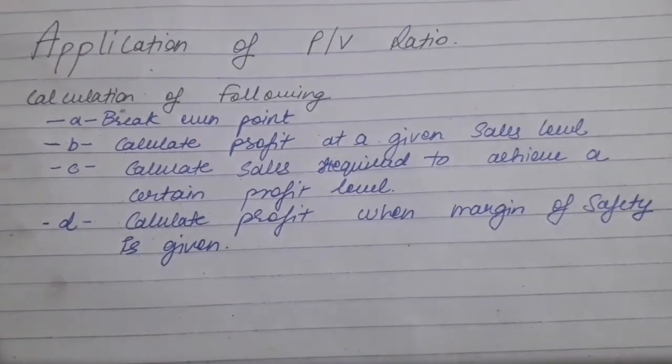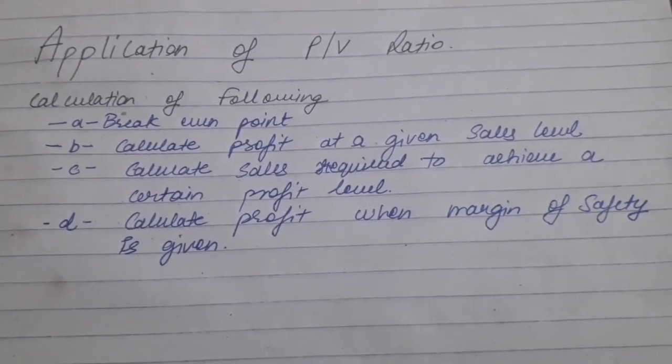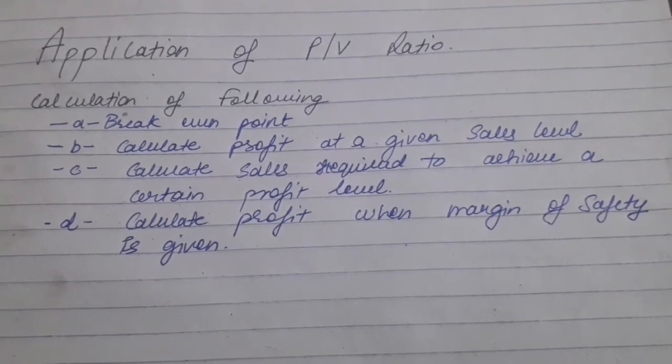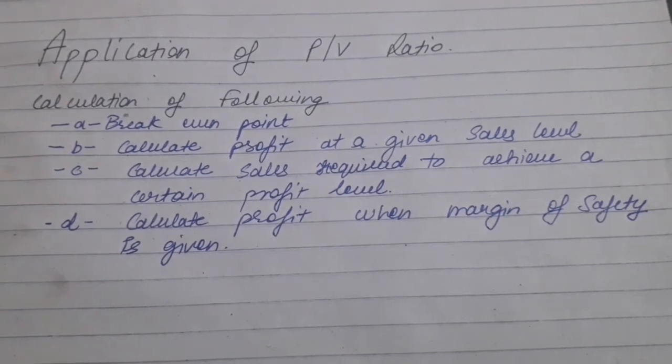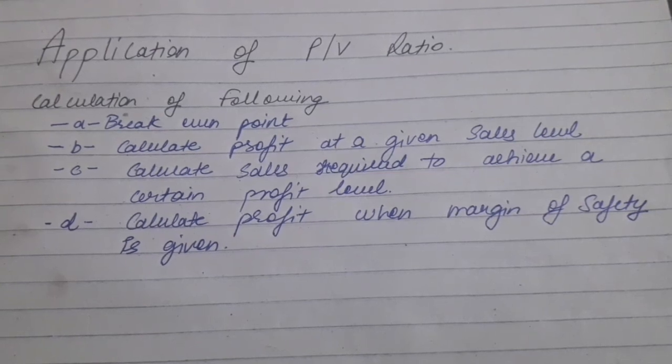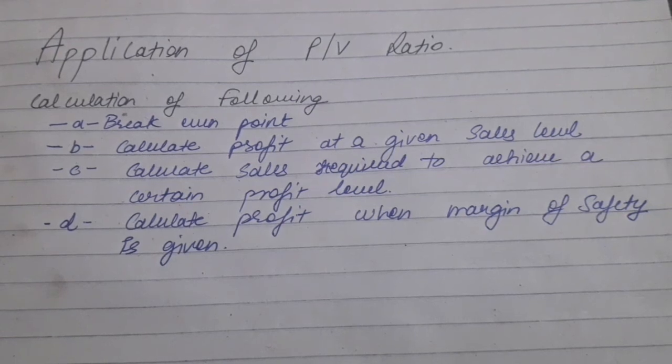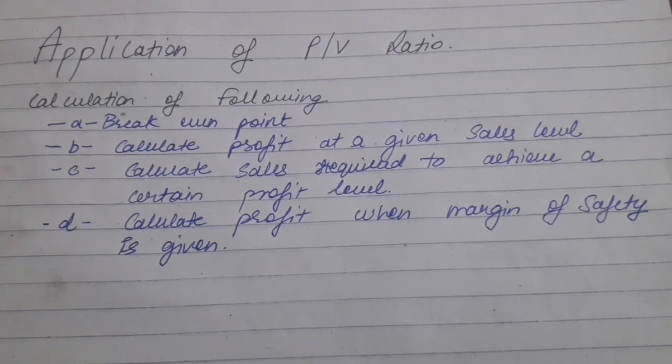First is the calculation of break-even point. Second is the calculation of profit at a given sales level. Third, calculate sales required to achieve a certain profit level. And fourth, calculate profit when margin of safety is given. I will be covering these topics like break-even point, margin of safety, calculation of profit at a given sales level, and calculation of sales required to earn a certain level of profit. I will be covering these topics in detail.